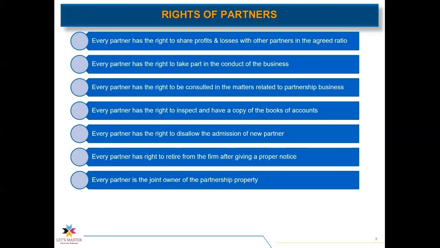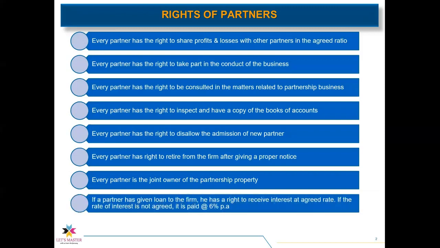Then every partner is the joint owner of partnership property. So whatever assets are owned by the partnership firm are of joint ownership. All the partners are equal owners of all the assets owned by the partnership firm. The assets of the partnership firm are not individually owned by any of the partners.